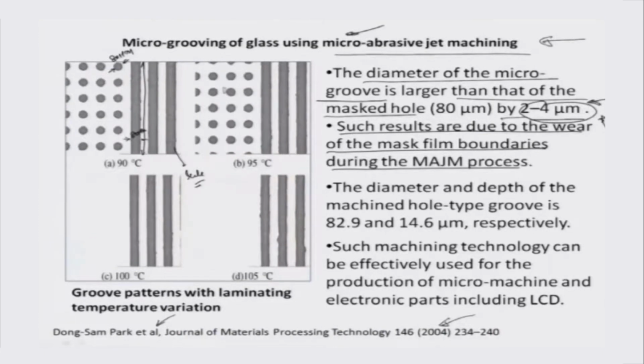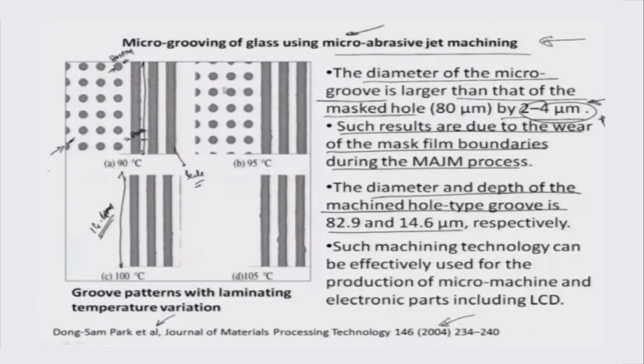And of course, the diameter and depth of the machined hole type groove comes out to be 82.9 and 14.6. So, essentially this is a different scale. You have to remember, this is about 14.6 micrometers on a much blown up or magnified scale, and this here, right here, is about 82.9 microns on a relatively reduced optical magnification.